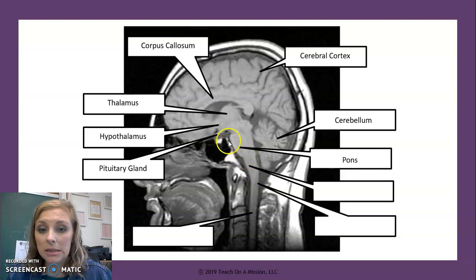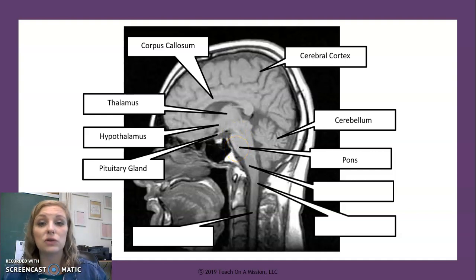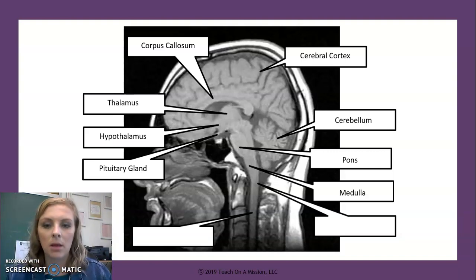Next, we have our pons. The pons is this big hump right here that is on the brain stem. The pons is controlling our breathing, but also our sleep stages. So it determines what stage of sleep we are in, if you're going to be dreaming or not.